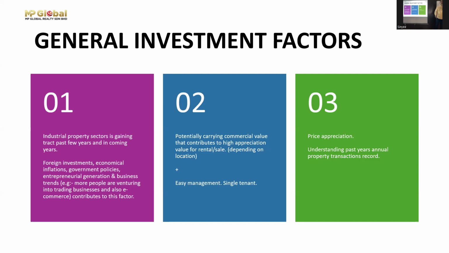Basically, why semi-D industrial factory price appreciation potential is the highest in the market is because it carries a very high commercial value. And easy management, single tenant. Imagine you buy a shop lot, 3-4 story, maybe about 4-5 million. You buy a factory for 5 million. One shop lot you need to deal with 4-5 tenants. You buy one factory, 1 tenant. Happy. Don't need so troublesome.